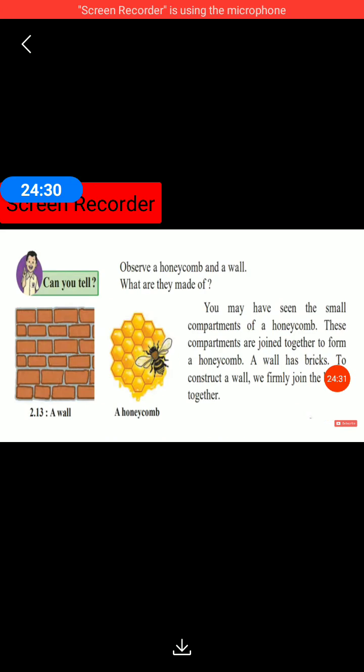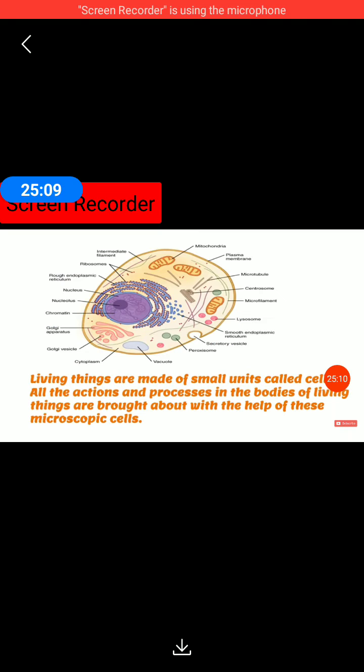Now observe a honeycomb and a wall. What are they made of? Have you seen a wall? The bricks are attached with the help of cement. Now in a honeycomb, you may have seen the small compartments. These compartments are joined together to form a honeycomb. A wall has bricks, and to construct a wall, we firmly join them together. So a wall is joined together and a honeycomb is also joined together. So why are we discussing the honeycomb and wall?